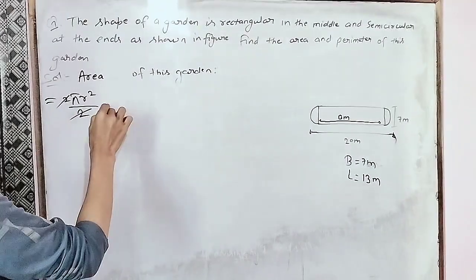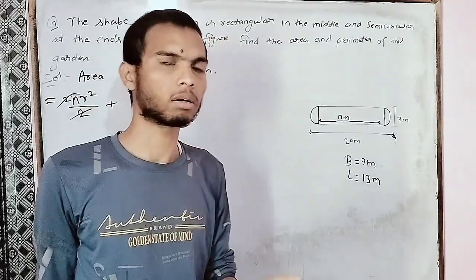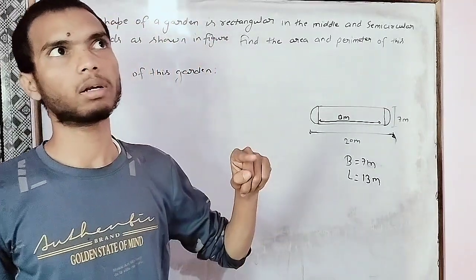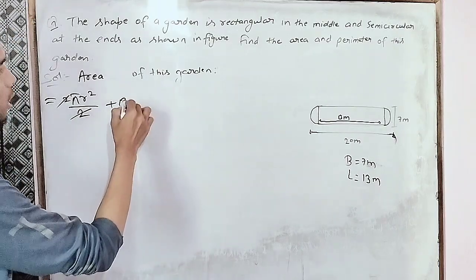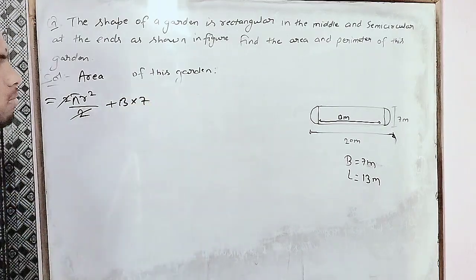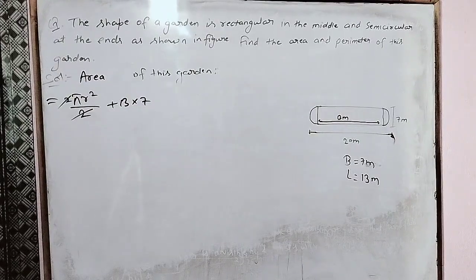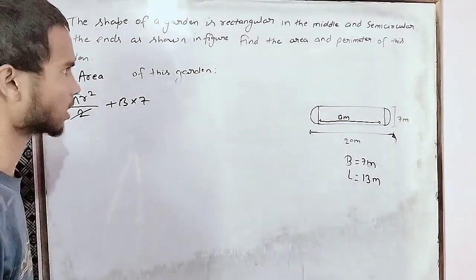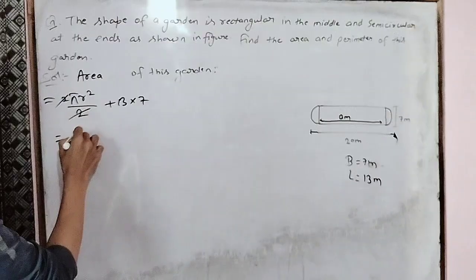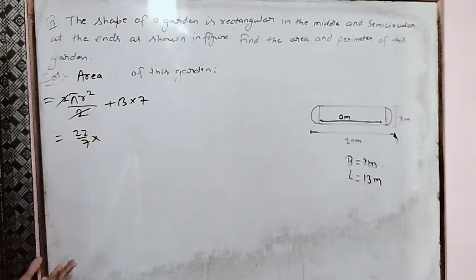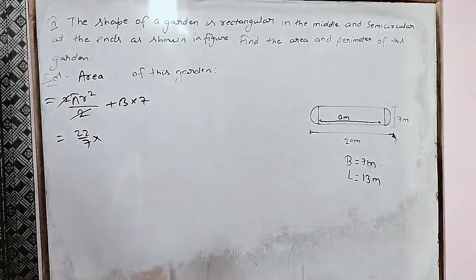This will get cancelled out. Then we have a rectangle. 13 multiplied by 7 will be the area of the rectangle. So 13 multiplied by 7, that's it. Yes, 7 is the breadth of the rectangle. Now 22 by 7 and r is 7 by 2 twice. So 7 by 2 multiplied by 7 by 2.